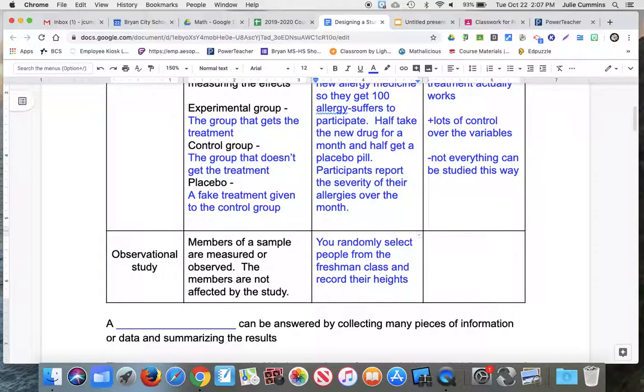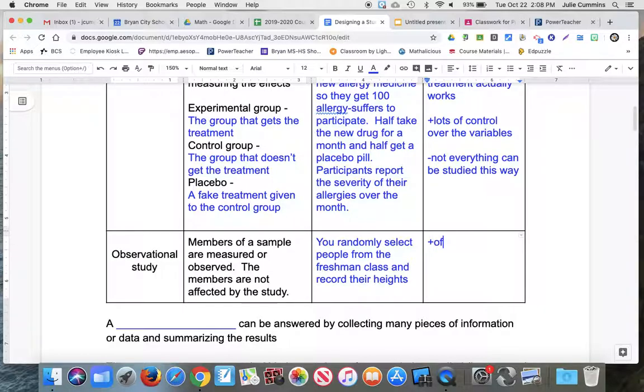Another example of this would be maybe you sit in the back of Mrs. Johnson's class and you record how many times people look at their phones or something during class. So those are observations or measurements. Basically what you're doing is you're looking at data that already exists.